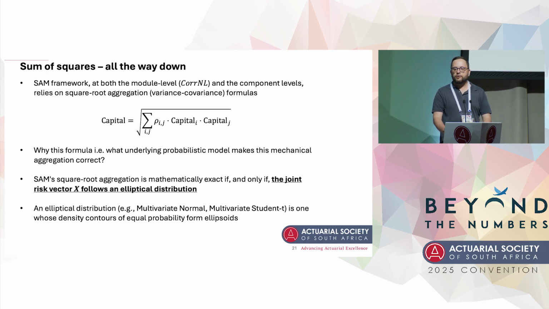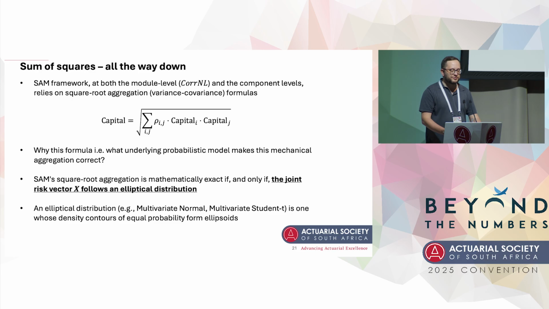And what is the underlying probabilistic model, to ask the main question that we're trying to address here? What is the underlying probabilistic model that makes this mechanical aggregation correct? We'll have some examples of elliptical distributions on the next slide, but it's mathematically exact if and only if your joint risk vector X, imagine X contains all of your outcomes from premium and reserve risk and cat risk, follows an elliptical distribution. So an elliptical distribution is something like a multivariate normal or a multivariate T or some other more exotic ones, where your density contours of equal probability form ellipsoids.